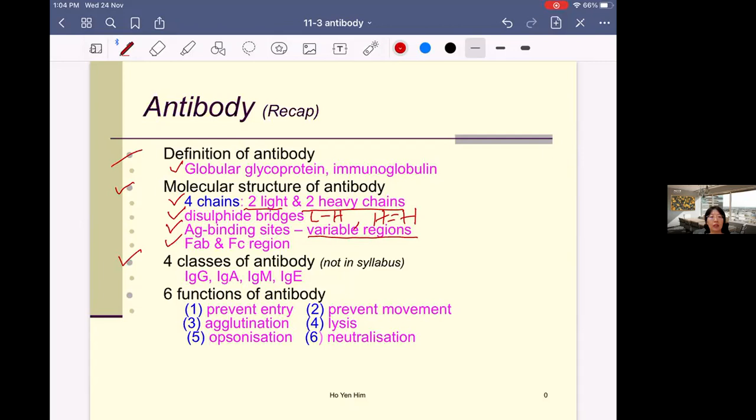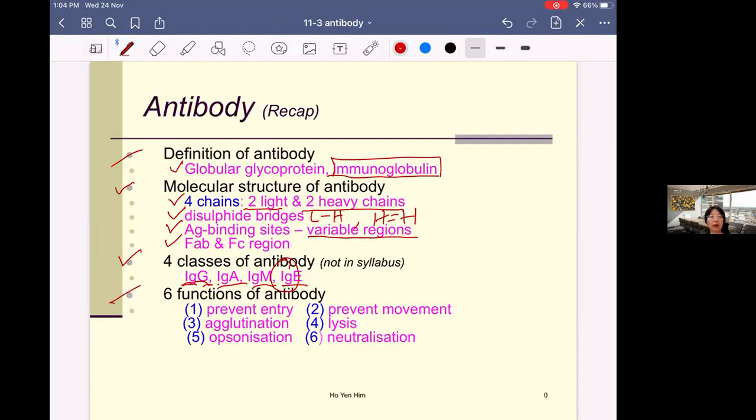Then there are 4 classes of antibody, called immunoglobulin G, where Ig stands for immunoglobulin. So we've got IgG, IgA, IgM, IgE. This is not in your syllabus. What I want you to learn is that Ig stands for immunoglobulin, which means antibody.